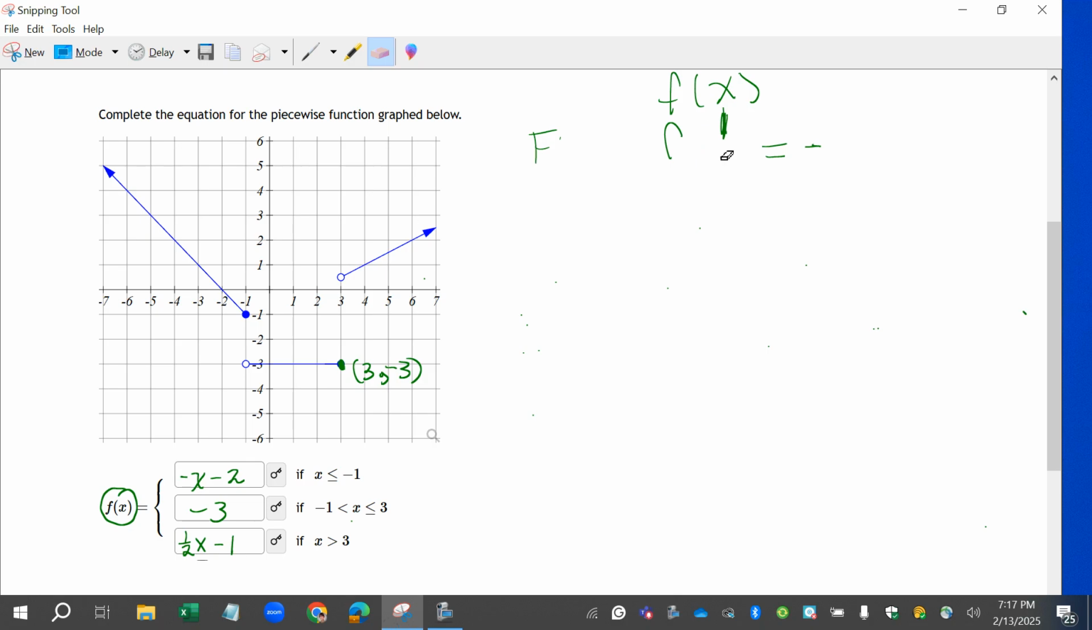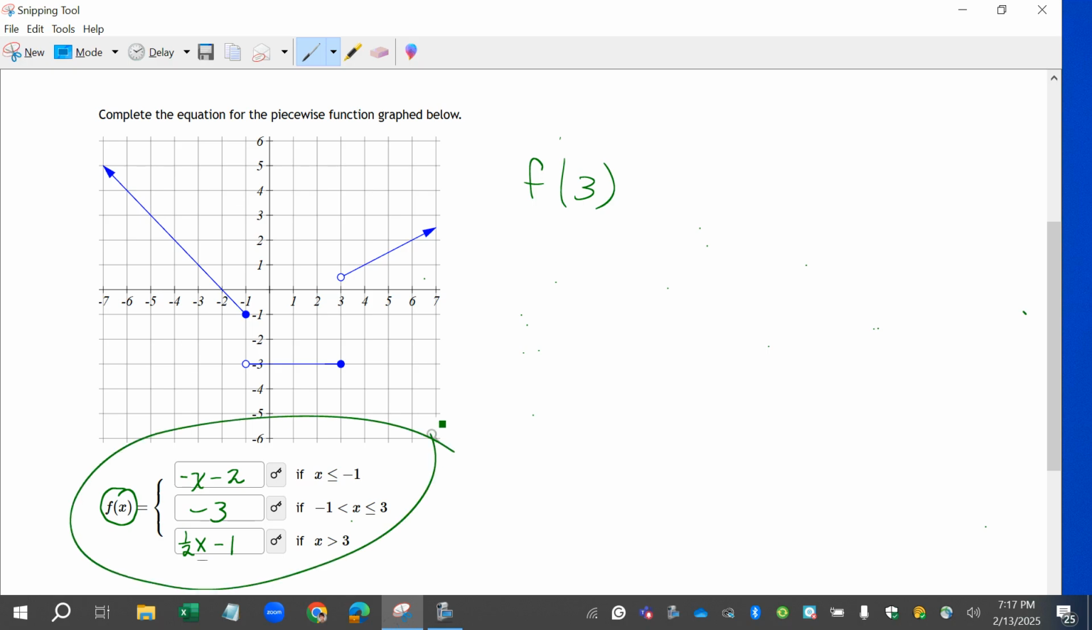Or let's do another one. Let's say I was asked to find f of 3, but maybe I only had the equation to work with. Then I would say, okay, if x is going to be 3, I'm going to replace any x in the equation with 3 and then simplify to find the y value, which will be my answer. Well, now I look over here and I go, oh, but wait, which one of these equations should I be using?